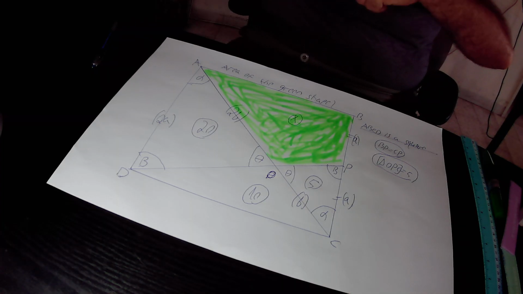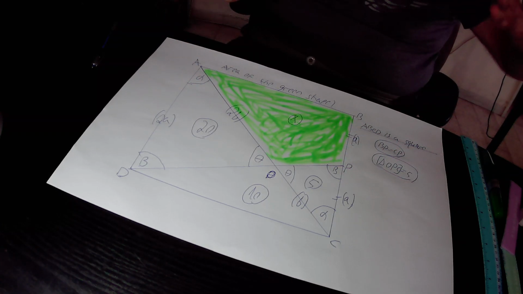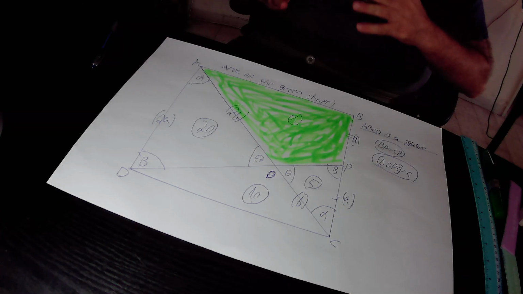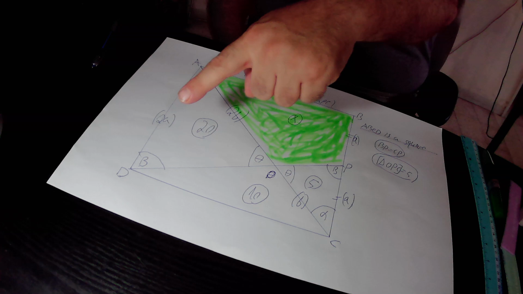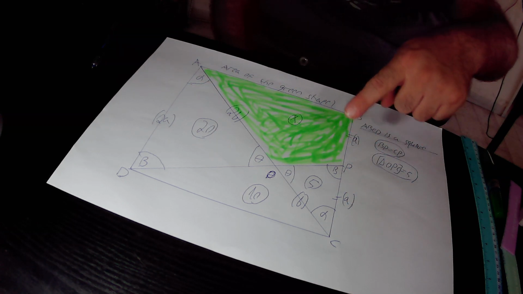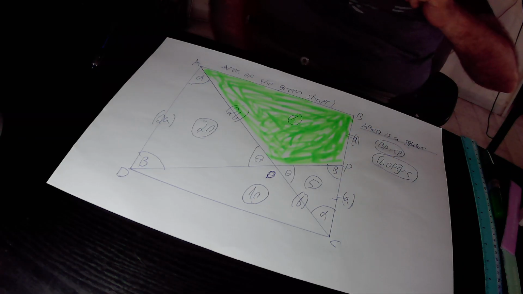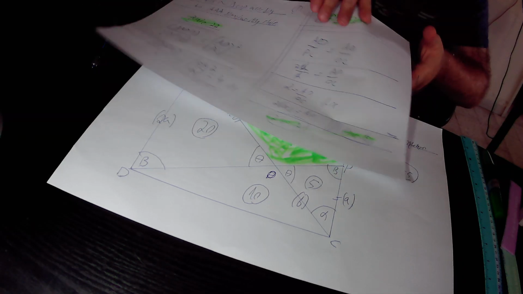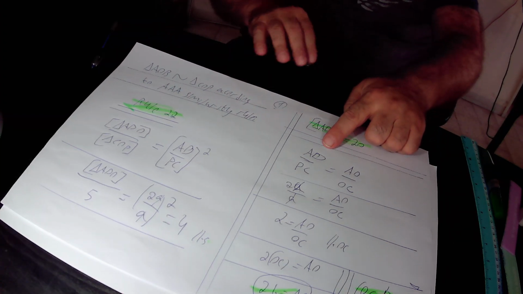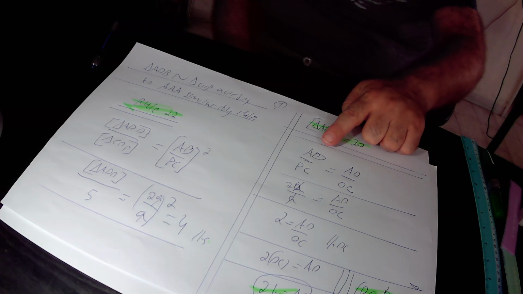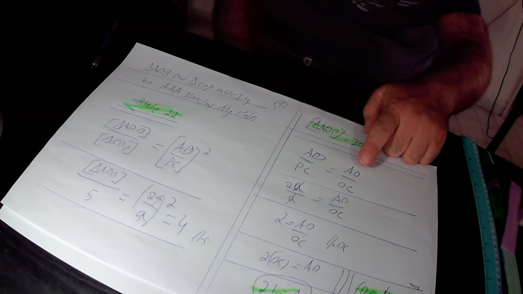Because triangle ADO is similar to this triangle POC, the following relationship exists between the sides. Side AD of triangle ADO over side PC of triangle POC is equal to side AO of triangle ADO over side OC of triangle POC. Again, side AD of the big triangle ADO over side PC of the small triangle POC is equal to side AO of triangle ADO over side OC of triangle POC.